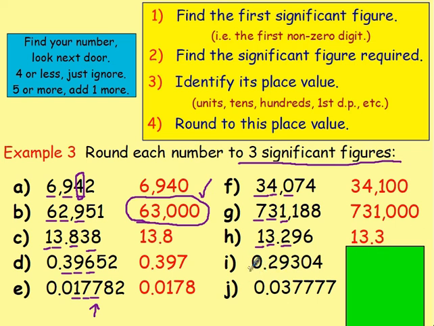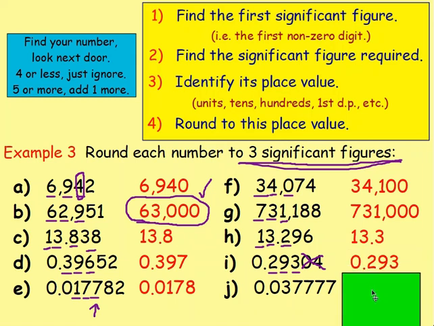With I, first significant figure is the 2. Beside that is the second significant figure. Beside that is a third, which is what we want. We want to round to 3 significant figures. So that third significant figure is in the third decimal place. So we want to round this number to 3 decimal places. To do that, find our number, look next door. It's 4 or less, so we just ignore. So we can ignore all that. And we have our answer right there, 0.293.